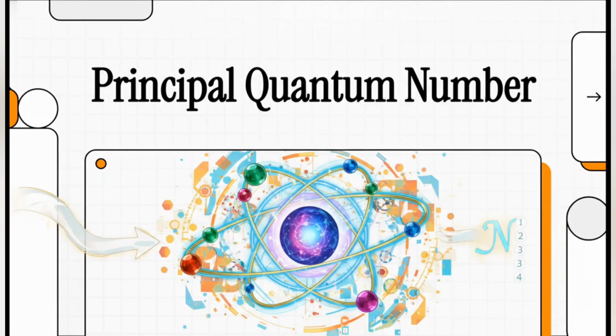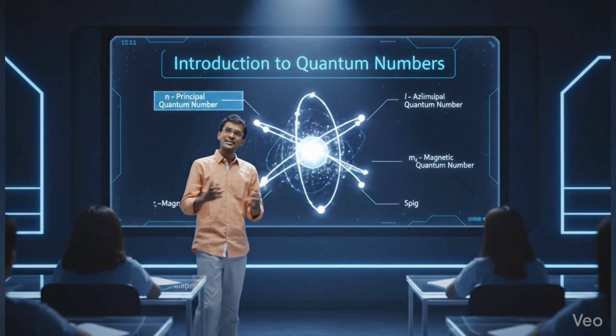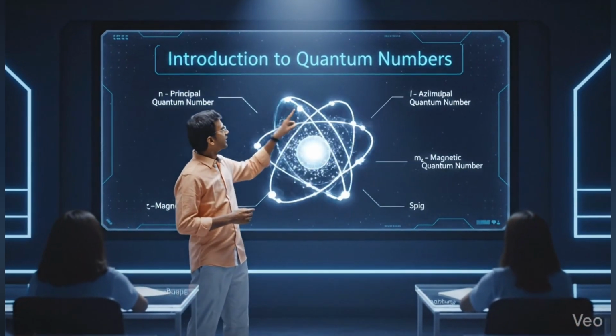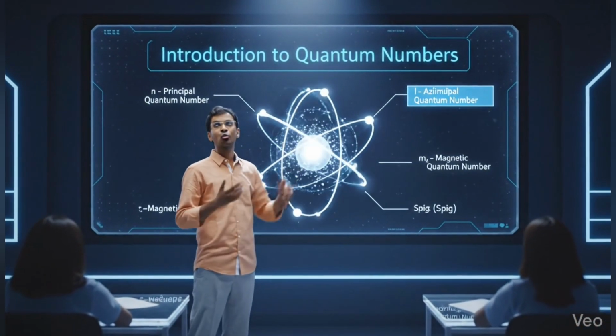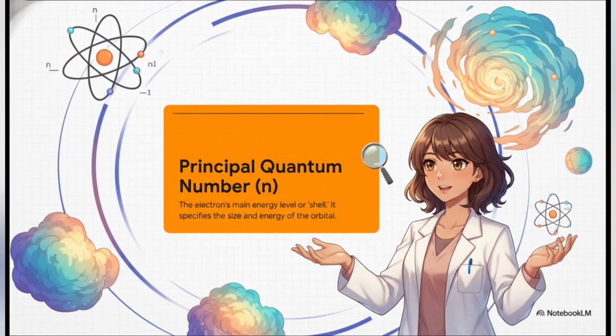All right, let's talk about the number that organizes, well, the entire atomic world. Every electron has a unique address, and we're going to start with the most important part. To completely describe the position and behavior of an electron in an atom, we use quantum numbers. Quantum numbers give us the star of our show, the principal quantum number, or just n.